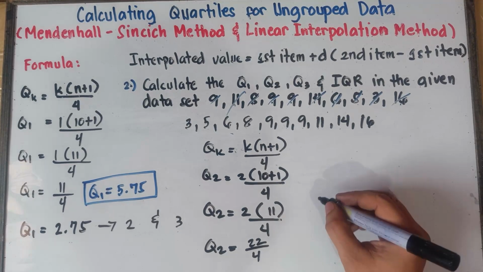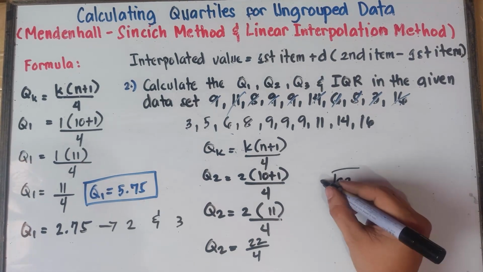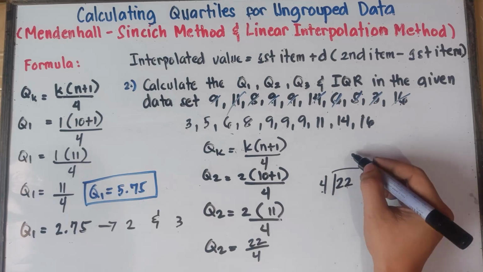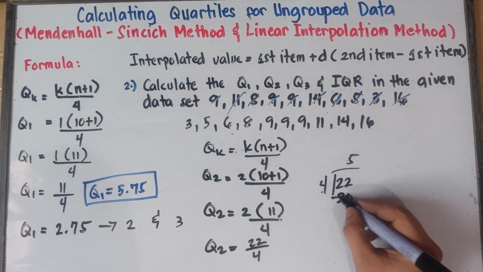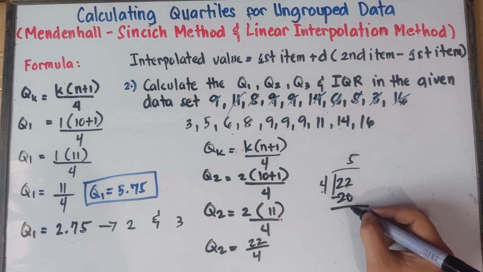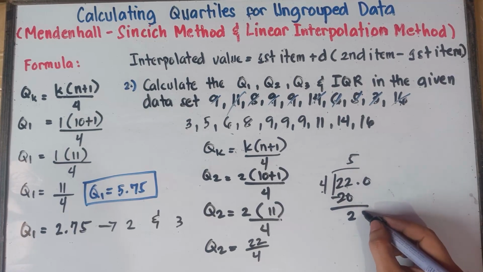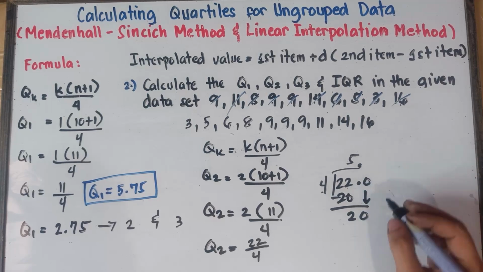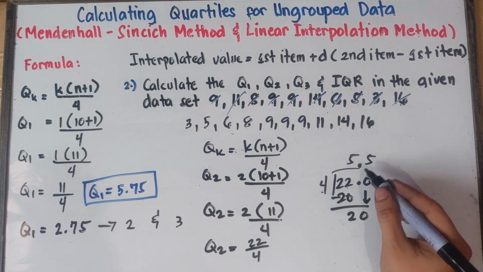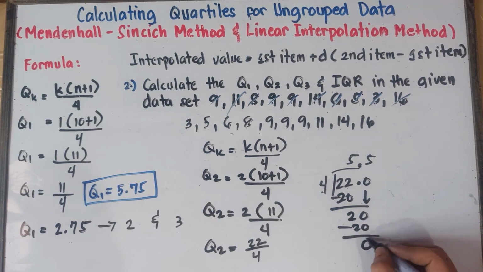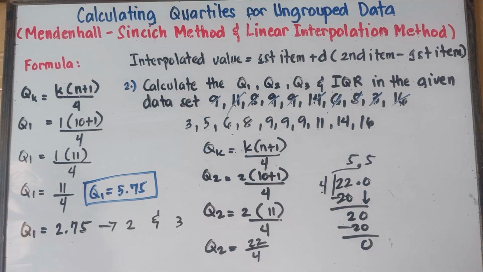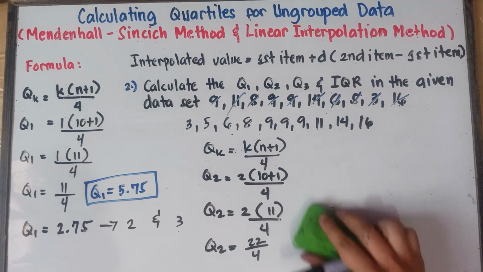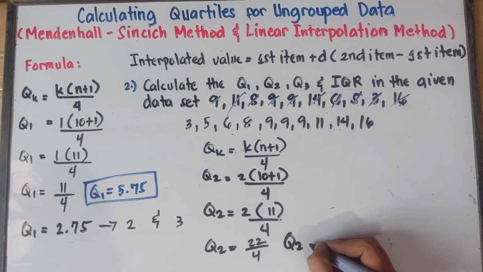Let's do it step by step. 22 divided by 4 is 5. 5 times 4 is 20. Subtract: 22 minus 20 is 2. Add a 0, so bring down 0. You put a decimal point on the top because you added a 0. 20 divided by 4 is 5. 5 times 4 is 20. Subtract, that will be 0. That will be 5.5. Therefore, quartile 2 is 5.5.